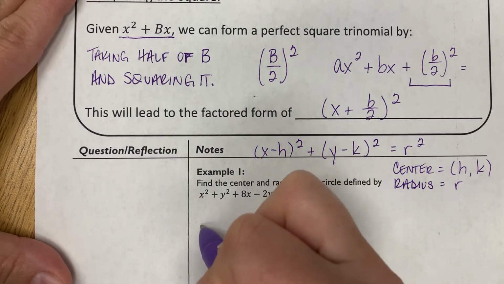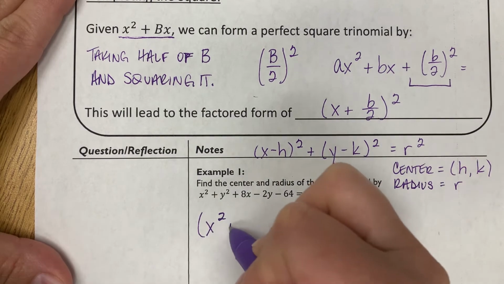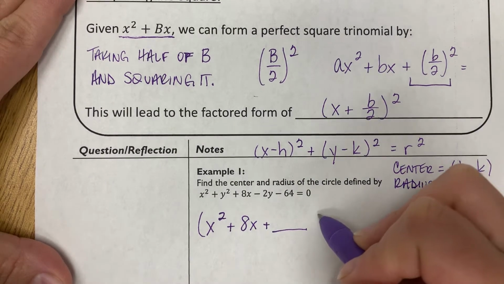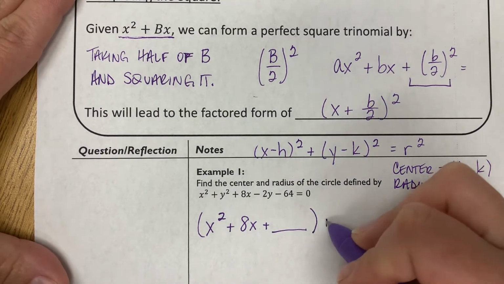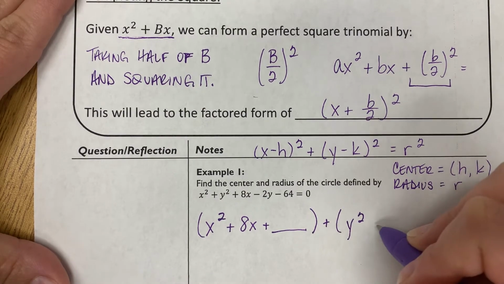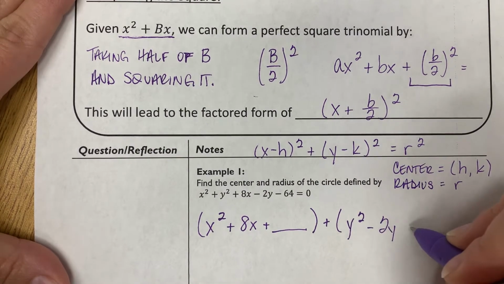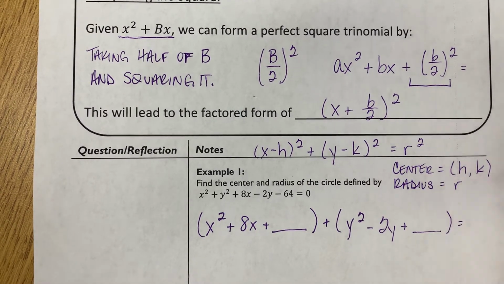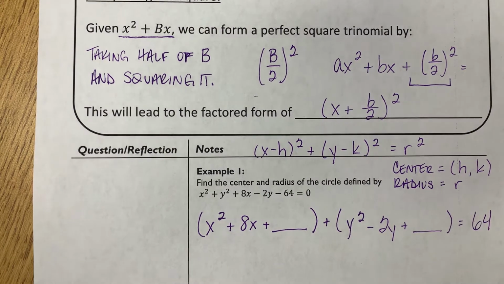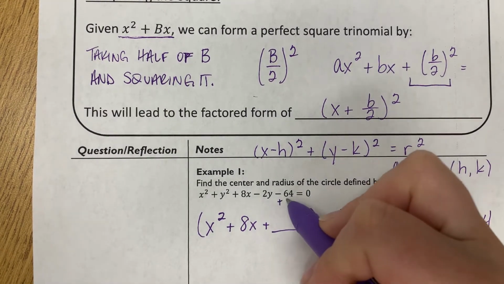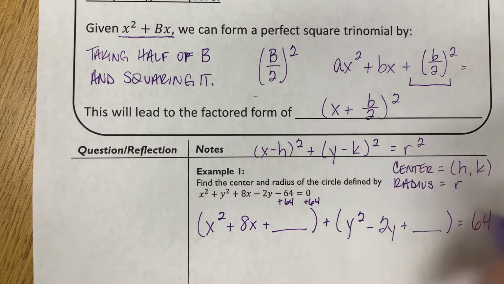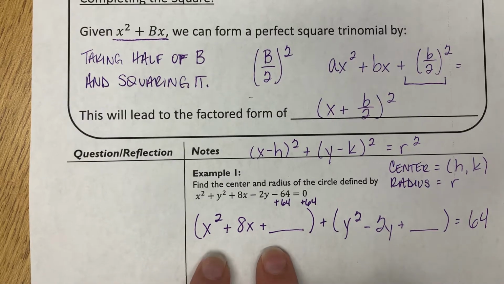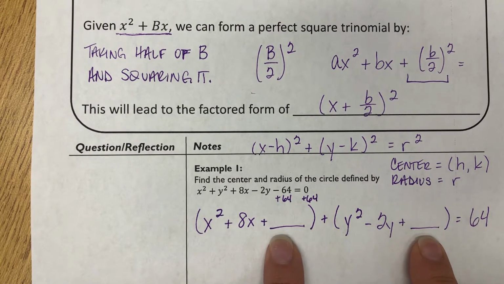So I'm going to rewrite this as x squared plus 8x plus some number, we're going to find that out, and I'm going to close the parentheses, plus y squared minus 2y plus, again, some number, we're going to find that out, is equal to 64. Now, how did I get that 64 over there? Real quick, we just moved it over, plus 64 plus 64. And all I did so far was rearrange the equation to group our x's together, group our y's together, and we're going to be filling this in.